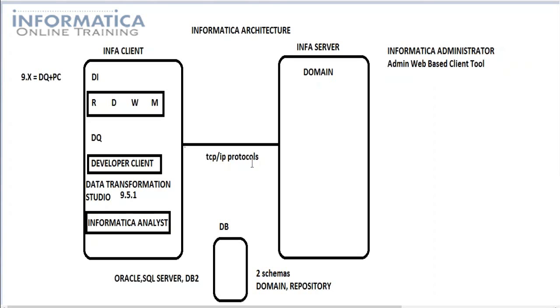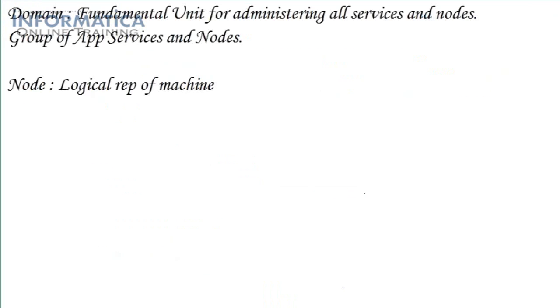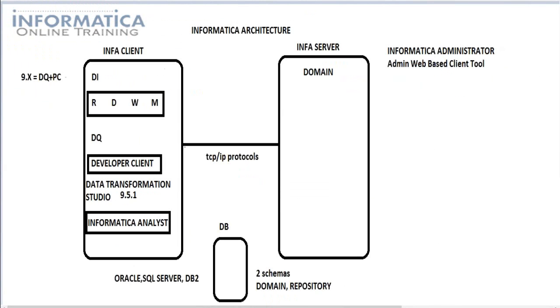So a node is nothing but a logical representation of a machine. When you have the multiple nodes concept, you have two kinds of nodes present. One is a master gateway node, and another one is a worker node. The master gateway node receives the request, shares it with the worker nodes, and routes that request to the appropriate service.